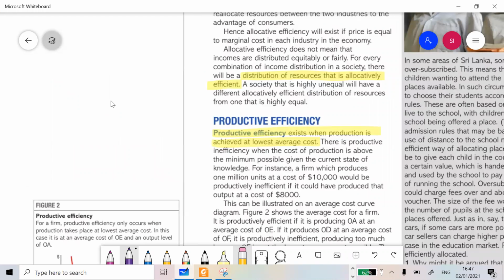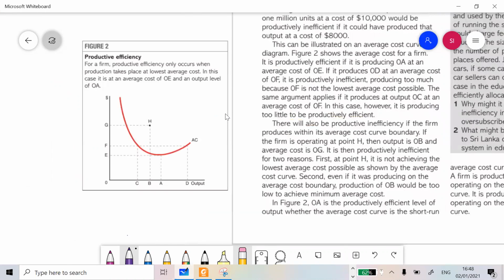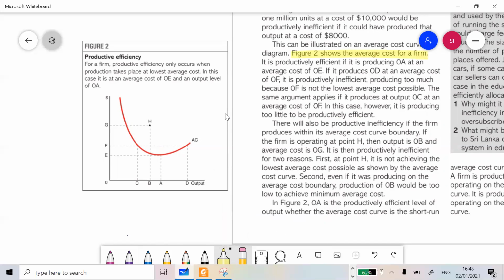Productive efficiency. Productive efficiency exists when production is achieved at the lowest average cost. Now observe this diagram. This can be illustrated on an average cost curve diagram. The figure shows the average cost for a firm. It is productively efficient if it is producing 0A at the lowest average cost. So it becomes more efficient at 0A, exactly at this point.